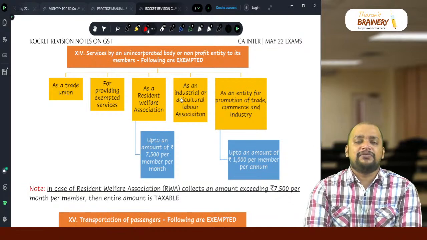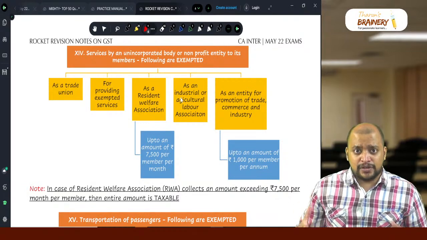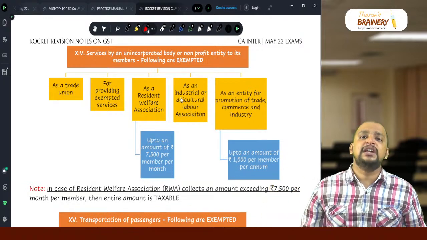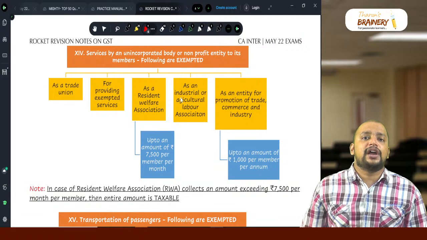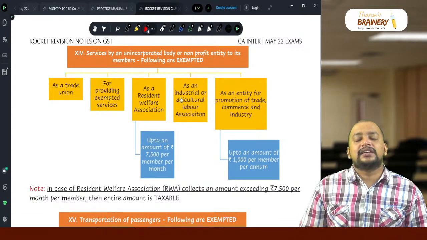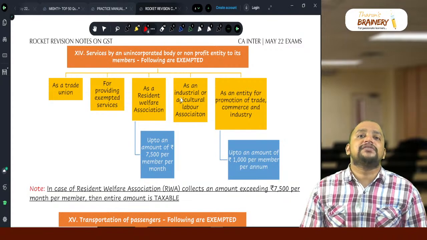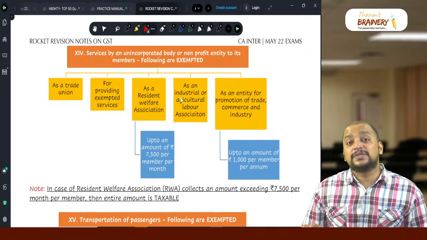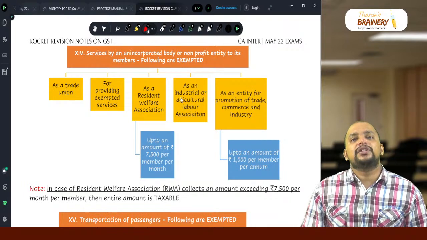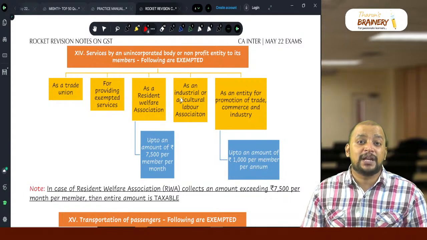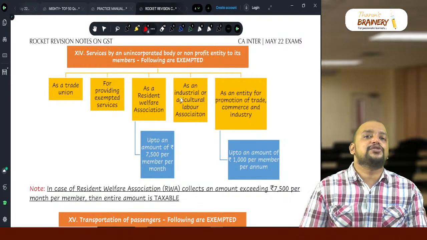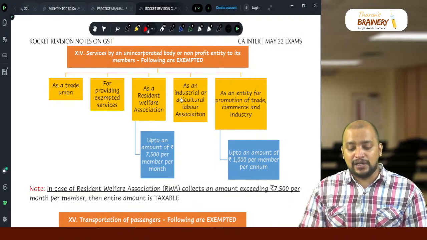Then a resident welfare association. What is a resident welfare association? It is a housing society or apartment owners association. That apartment owners association or housing society will be incurring some expenses, that is common area expenses, and will be recovering it from the flat owners as maintenance charges. So if the amount is up to 7,500 rupees per month per member, then it will be exempted. If the amount exceeds 7,500, then entirely it will be taxable.